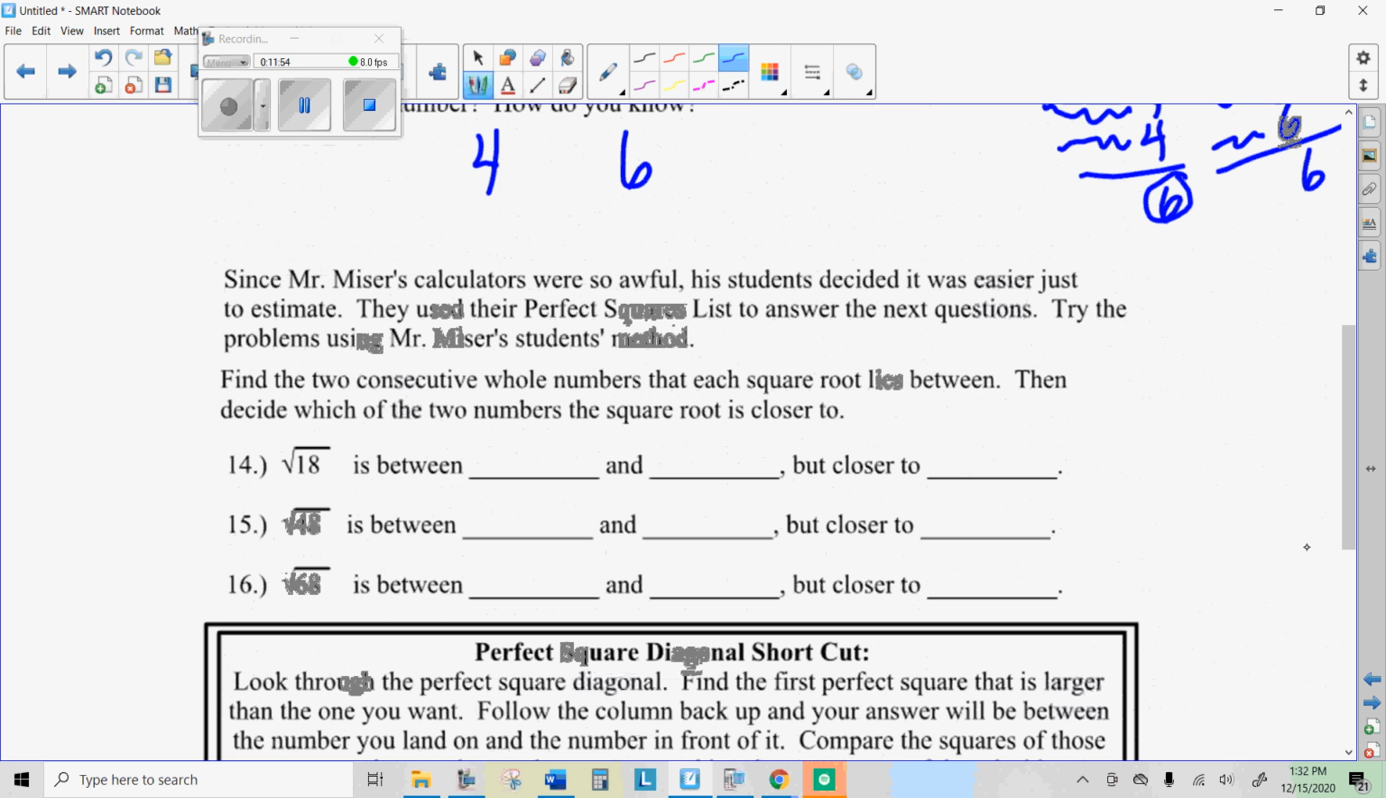Since Mr. Miser's calculators were so awful, his students decided it was easier just to estimate. And so we're not going to get these perfect, but we are going to get as close as we can. We know that the square root of 18 is somewhere between the square root of 16, which is the whole number 4, since these are perfect squares, and the next higher one, the square root of 25, which is 5. So I know we're somewhere between 4 and 5.